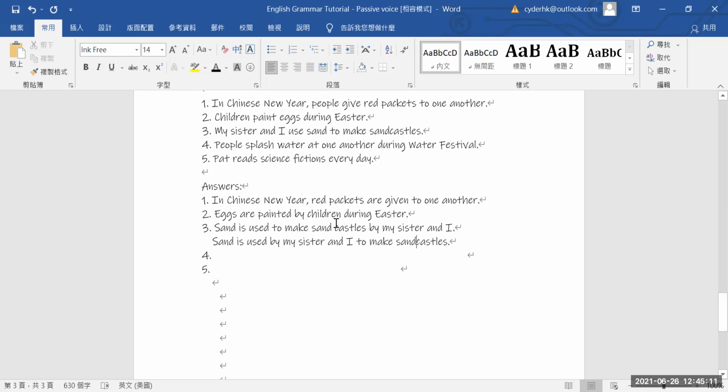Sorry, sandcastles is one word. Sorry about that. And these two are both correct because we can place the doer plus by anywhere, just at the end of the action with the past participle. So both are correct, and let's go on to number 4.